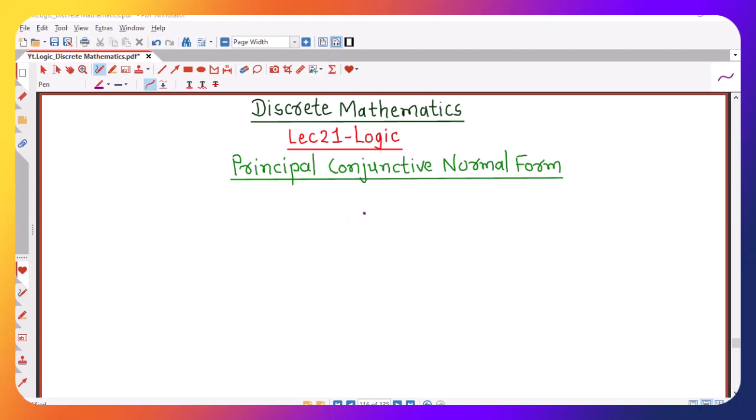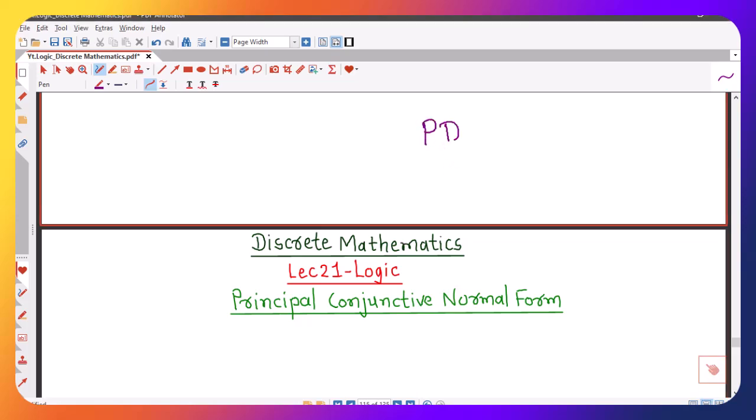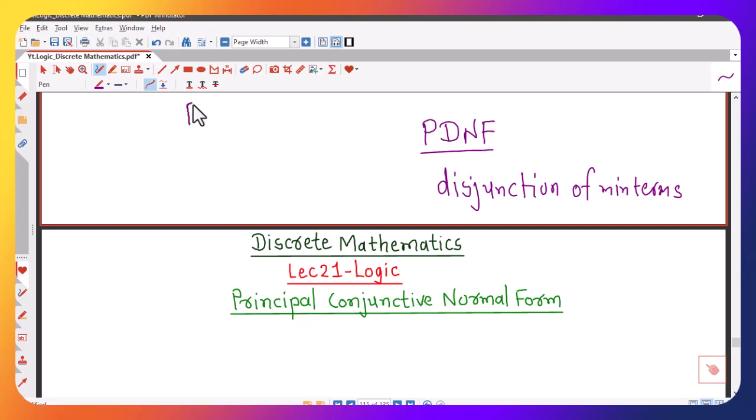In this lecture, we are going to discuss the principal conjunctive normal form of a given formula. In the previous 2 or 3 lectures, we have discussed the principal disjunctive normal form, and we know that principal disjunctive normal form is nothing but a disjunction of min terms. Disjunction of min terms only is called principal disjunctive normal form.